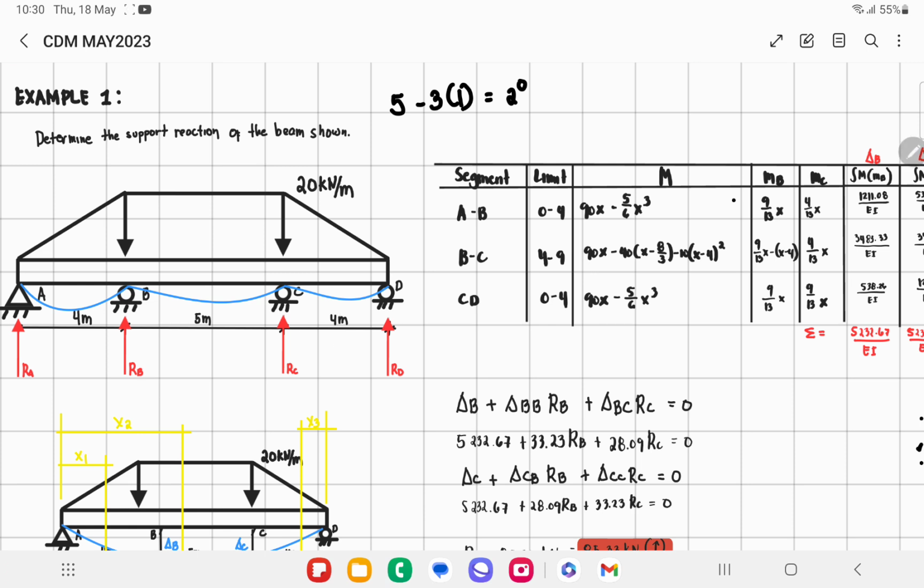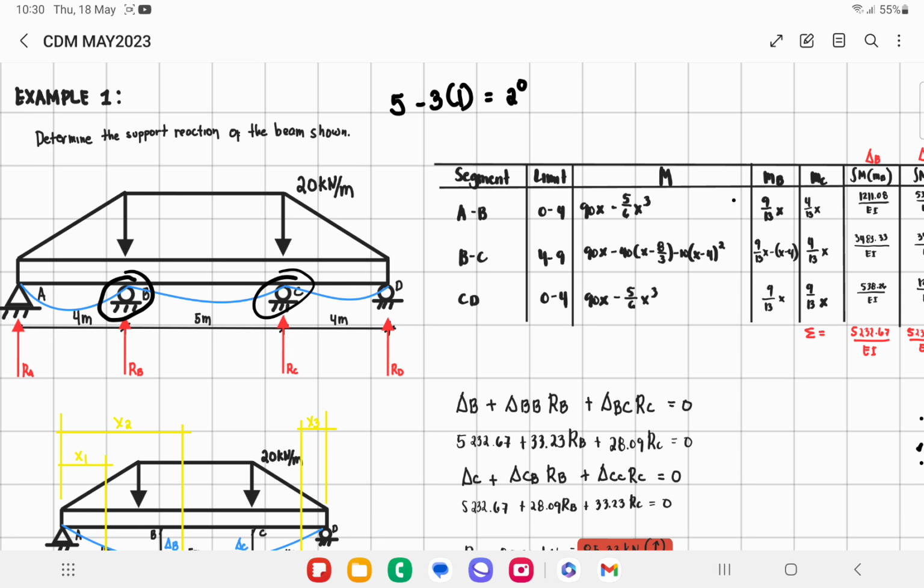So from the original structure, this is the qualitative deflected shape of our beam. That is the assumed deflection of our beam. We have zero deflection at these supports. The next thing we will do is select the redundant forces and or moments. So we have to remove these 2 redundant reactions from our structure.